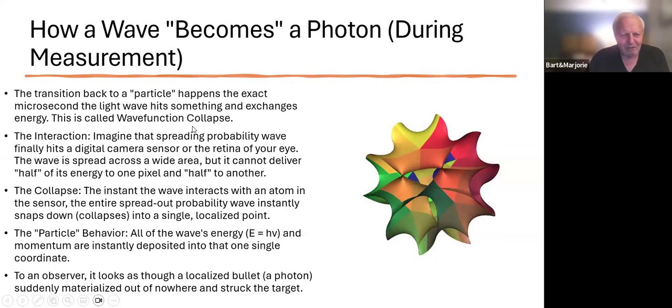This is called wave function collapse. Imagine that a spreading probability wave finally hits a digital camera sensor or the retina of your eye. The wave is spread across a wide area. It cannot deliver half of its energy to one pixel and half to another. In the instant the wave interacts with an atom in the sensor, the entire spread out probability wave instantly snaps down or collapses into a single localized point.